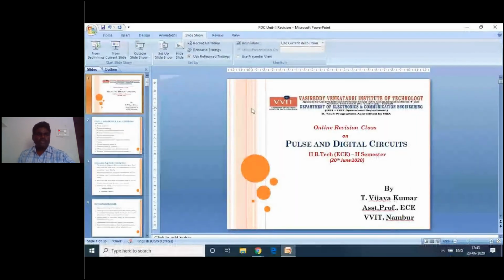So that's all about the first 2 units. Students, concentrate. The first unit is very easy if you understand KVL and how to apply KVL to a circuit, how to apply a step input to the circuit, and how to apply inputs to clamper and clipper circuits. So that's all about the first 2 units.